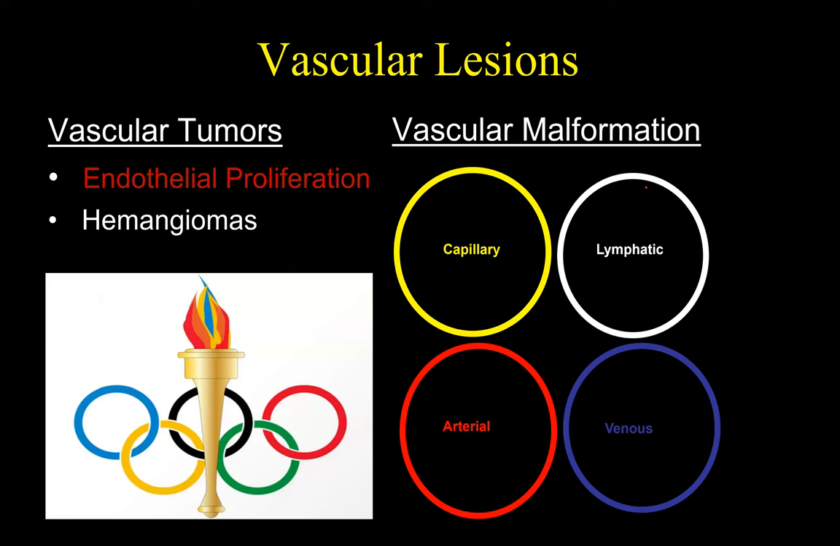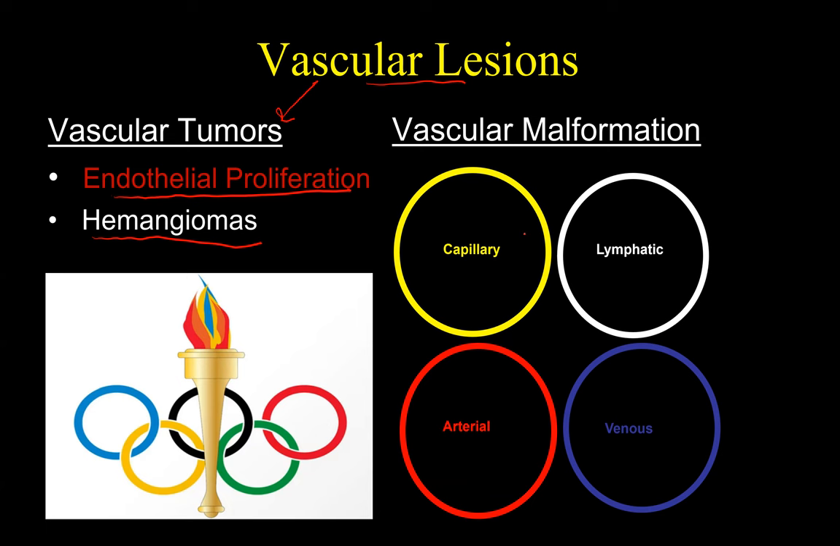is that vascular lesions are divided into vascular tumors, and they're specifically vascular tumors because of endothelial proliferation. And the index case that you'll end up seeing for the majority of these in your practice is going to be hemangiomas. And remember, there were congenital and infantile. We went over those types. And then finally, we talked about the vascular malformations, and we talked about the Olympic rings.